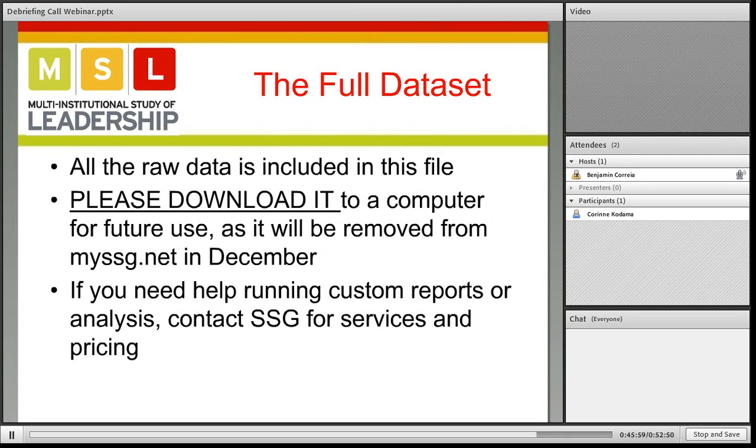Again, we want to reiterate, it is very important for you to download your full data set, which is on myssg.net. This is your raw data. This is for you to use. It's formatted for SPSS. So hopefully, if someone in your area knows how to use SPSS, or if you want to contact somebody in your institutional research to help you navigate that, we really encourage you to dig deeper with that information. However, if you don't have access to anybody who understands how to use SPSS, we encourage you to contact SSG for additional services, and they can provide you pricing for that.